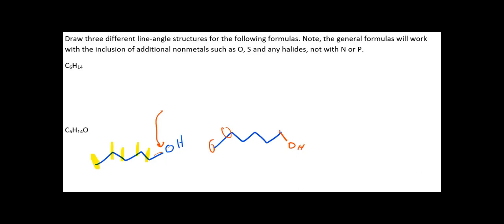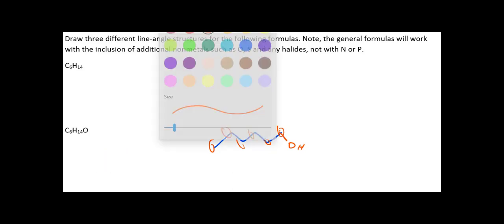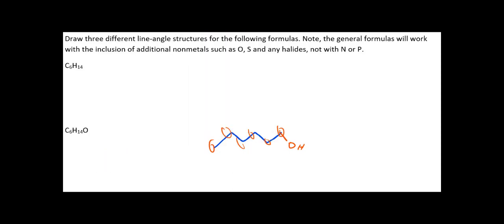So here I have 1, 2, 3, 4, 5, 6 carbons. Here there is only 1, 2, 3, 4, 5. Okay. So that's one possibility. And we'll position this OH somewhere between the ends.